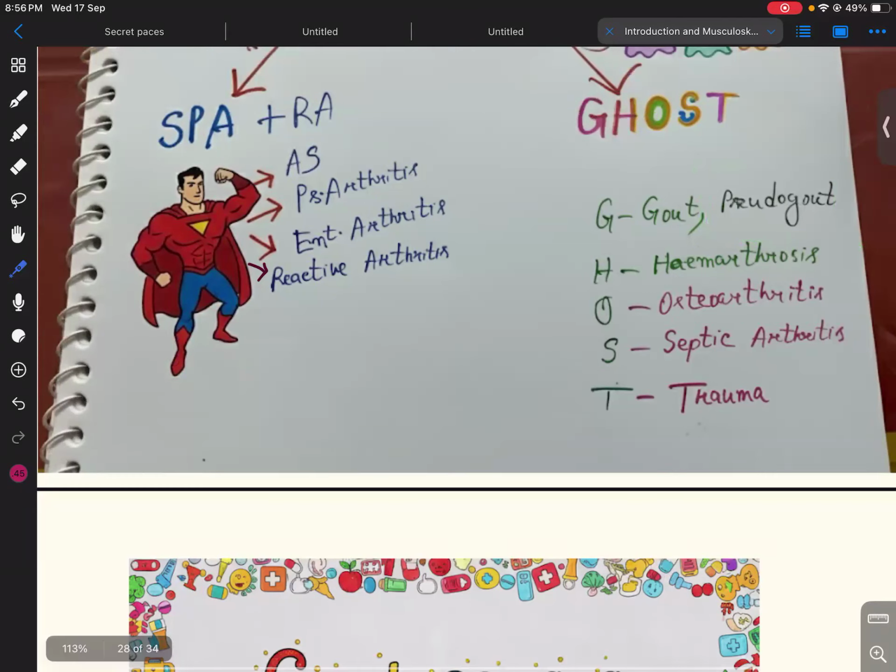Then H for hemarthrosis. In case of hemarthrosis, there is typically, in the past medical history, a history of bleeding disorder. Most likely, in this case, hemophilia.